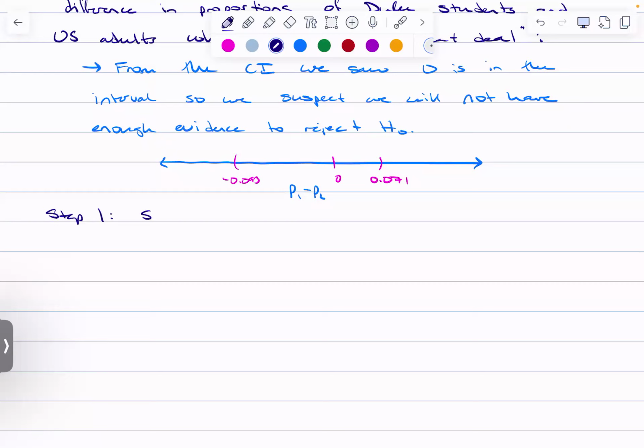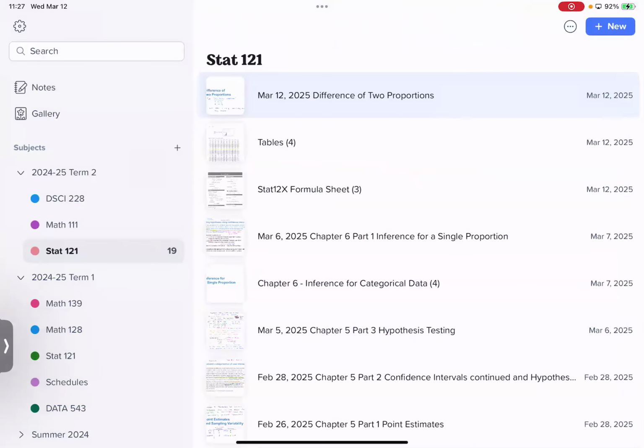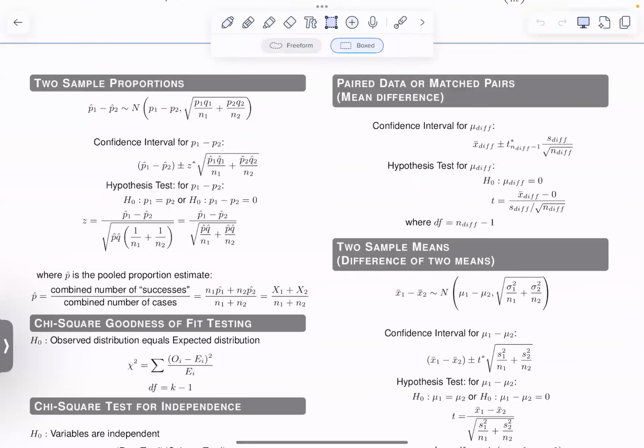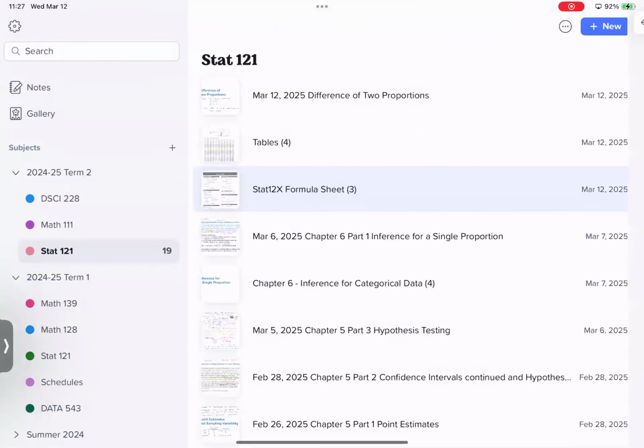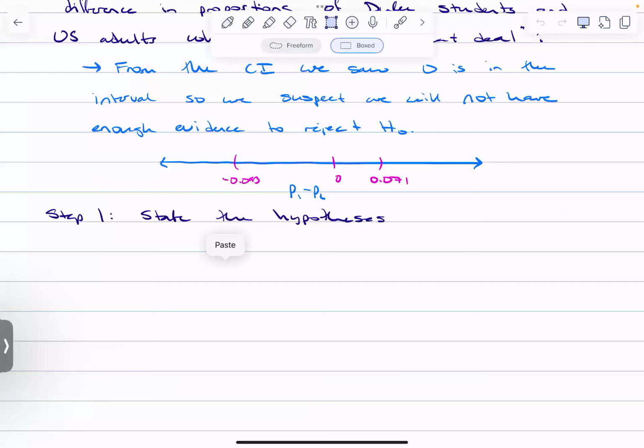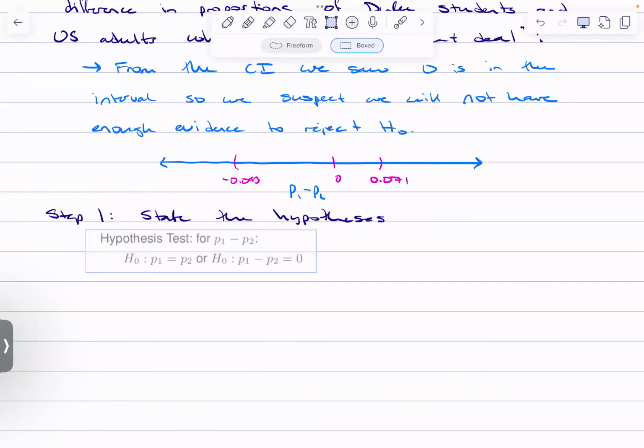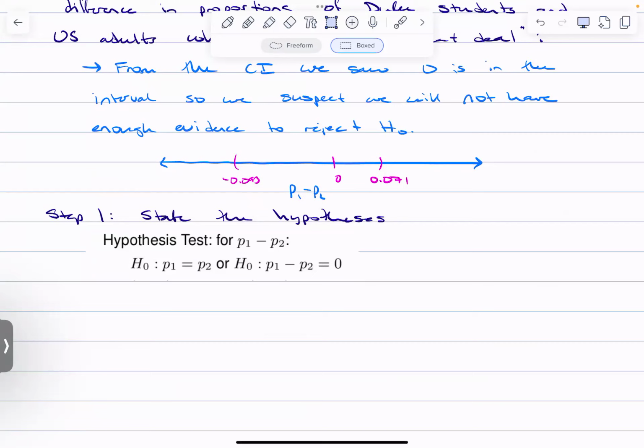Step 1. State the hypotheses. That's something we know how to do, or we've worked on it a lot. I worked hard at it. And from our formula sheet, we've got the clues. If you work with the formula sheet instead of against the formula sheet, it's got all the clues.